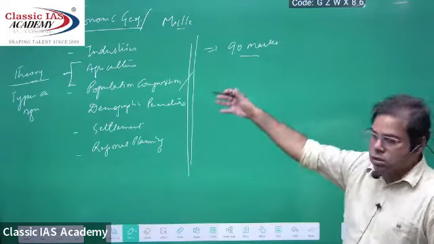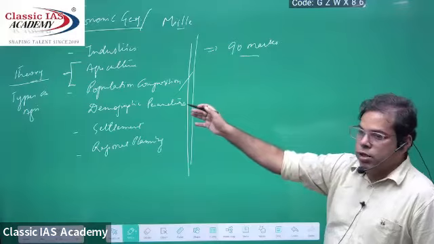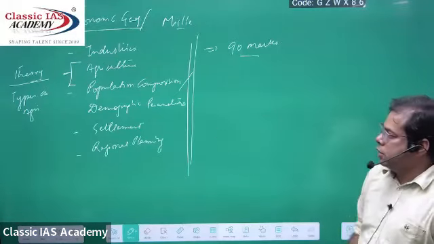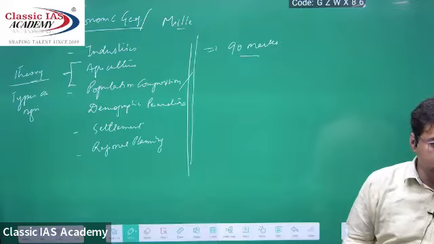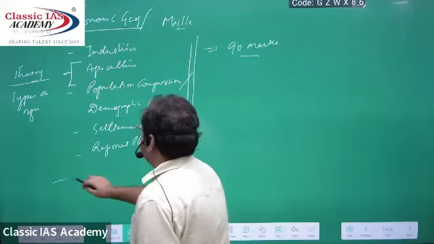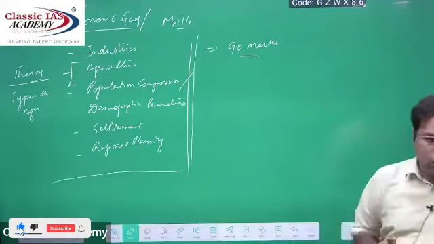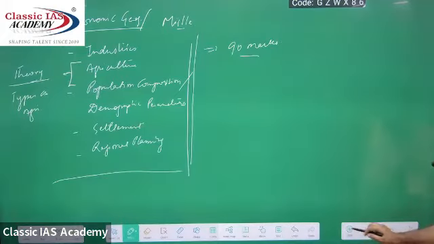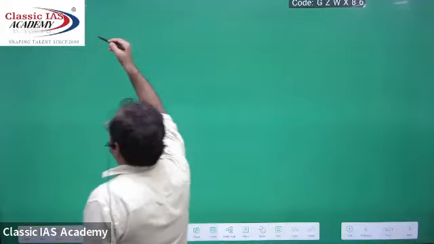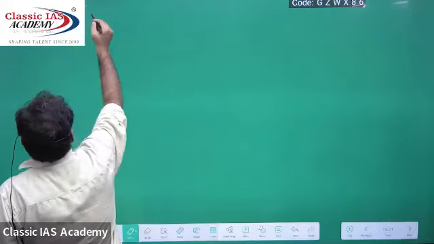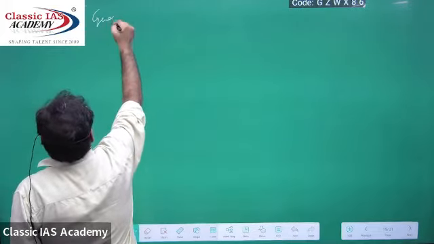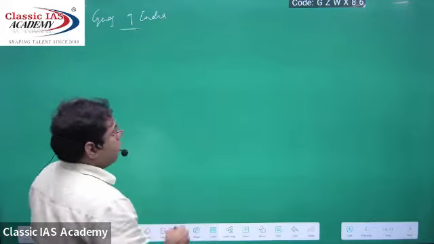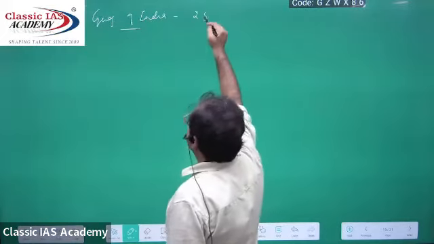Economic geography, miscellaneous, is a 90 marks question out of 250. And the agriculture section is also important, so they can ask you one or two questions on that. This is about paper 1. Paper 2 is Geography of India, again 250 marks.